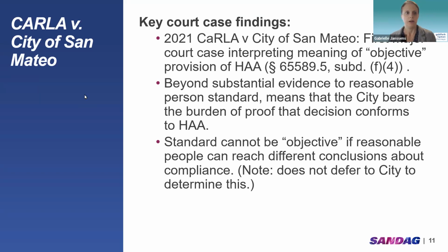And so the last couple slides I'm going to talk about have to do with Carla versus City of San Mateo. Carla is, I'm forgetting what it stands for. It has to do with the rental legal assistance. And this was the first major court case that interpreted the meaning of the objective standard under the Housing Accountability Act. So it went beyond substantial evidence and put on this requirement of the reasonable person standard, which I'll get into in a moment. And the city bears the burden of proof that a decision complies with the Housing Accountability Act. As we said earlier, if judgment is involved, then a standard is not objective. So this is basically what the case went into.